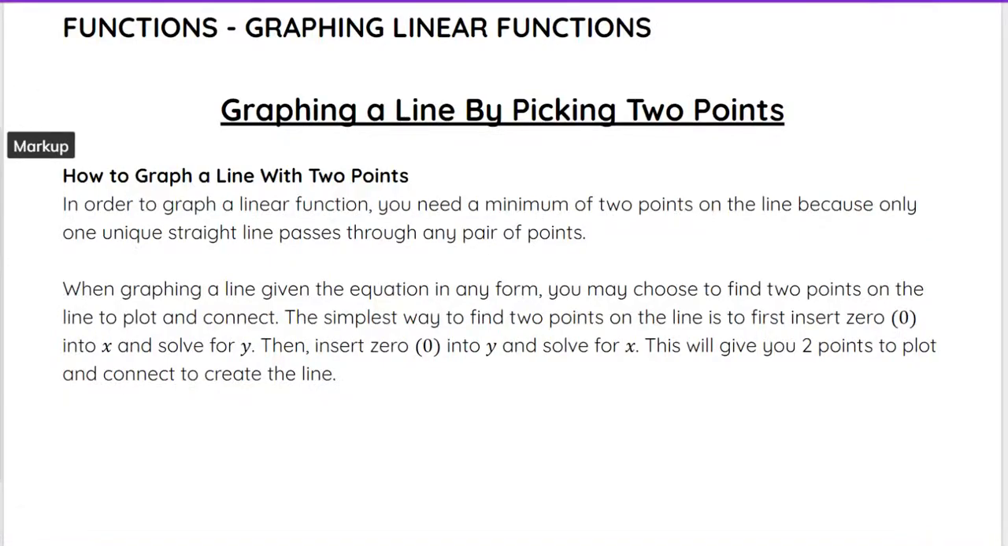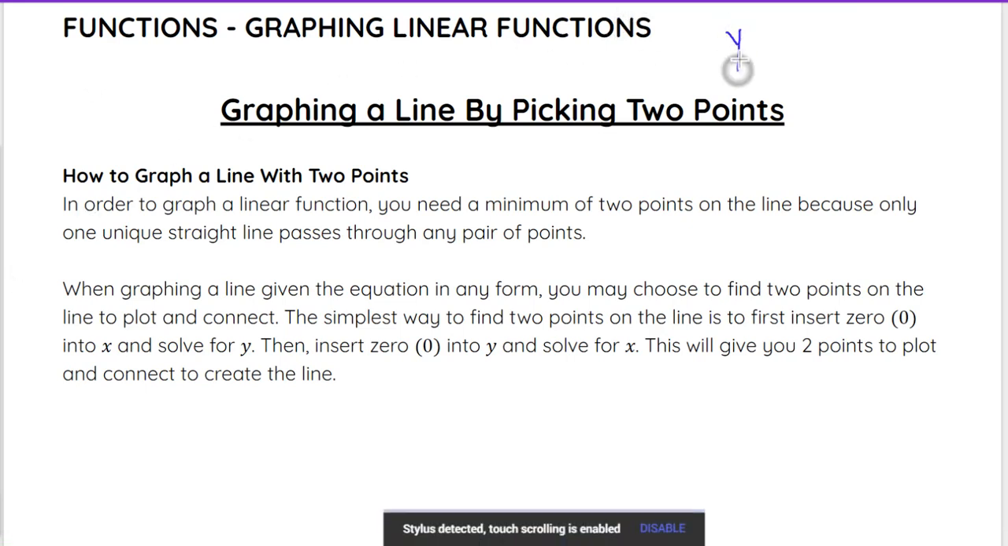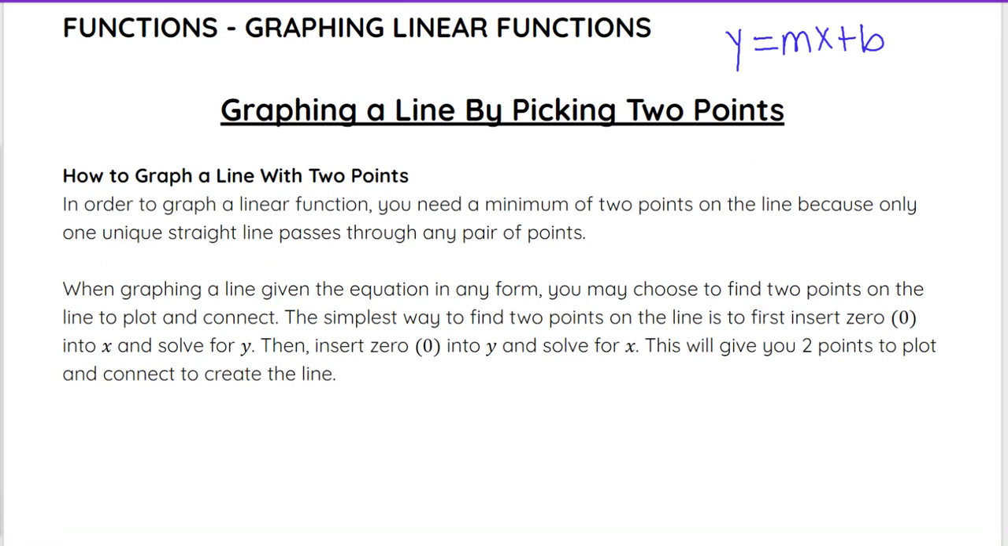Hey there, in this video we are going to look at how we graph a line by picking 2 points. So this is a third method. The first method we talked about was slope-intercept form, and remember slope-intercept form was when it's in the format y equals mx plus b, or in a format where we can get it into that slope-intercept form.